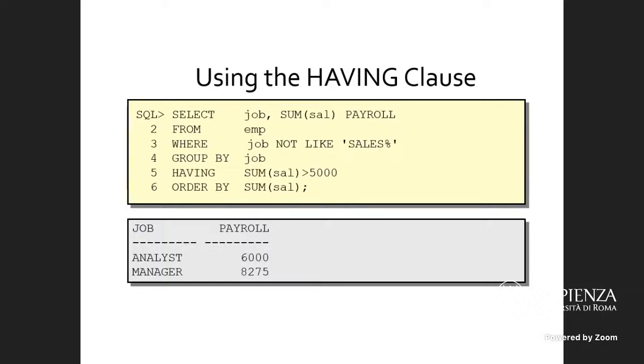Now, we are looking for people whose job is not like SAL, so they are not in sales at all. We are grouping by the job ID. So people that are not in sales, we are grouping them by their jobs. We are saying that the sum of the salary is greater than 5,000, so the total amount of their payroll is greater than 5,000. And then we are ordering by the sum.